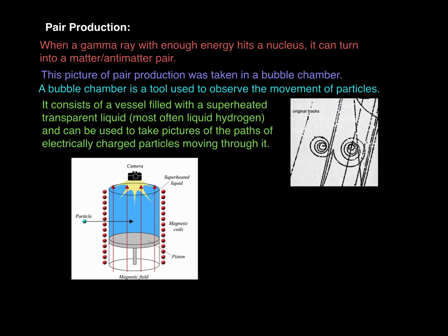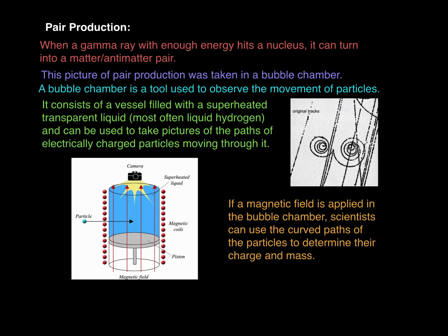It consists of a vessel filled with superheated transparent fluid, most often liquid hydrogen, and can be used to take pictures of the paths of electrically charged particles moving through it. It's important to note that these are electrically charged particles. Neutral particles and photons cannot be seen traveling through a bubble chamber. They have invisible paths. If a magnetic field is applied in the bubble chamber, scientists can use the curved paths of the particle to determine their charge and mass.